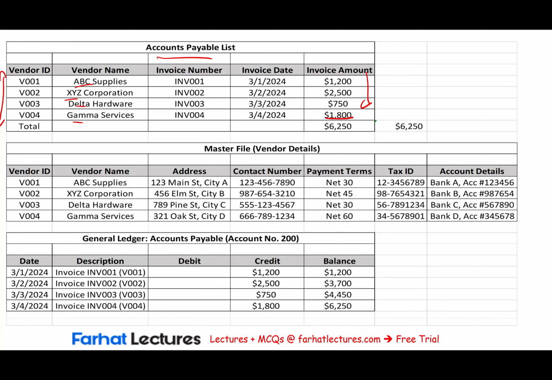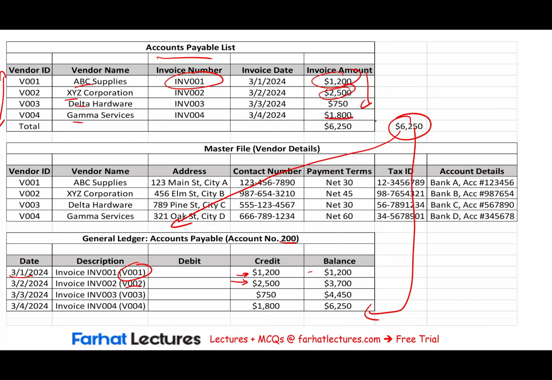Now, if I go to the general ledger of accounts payable, which is account 200, I should see the same amount, and I should see a detail of it. For example, I credited the 1,200 on March 1st, 1,200 for ABC, invoice number 001. Then I credited again for invoice 2,500 for XYZ. And notice my list of accounts payable agrees with the general ledger.